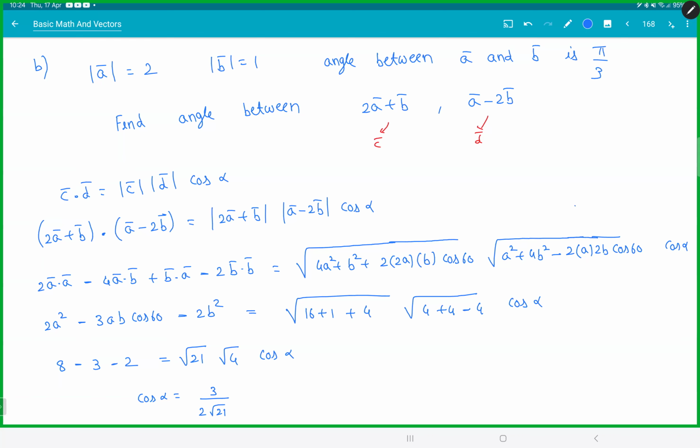Any doubts on this? All clear with the steps? Trishi, Yashvi, got this? Tanishka, clear? Ananya, Ishman, Devanshi.